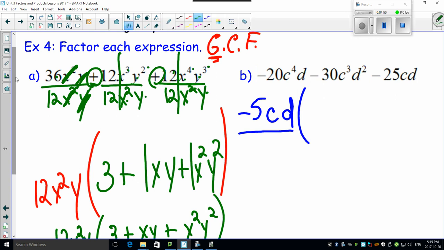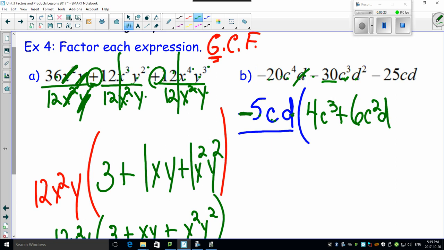So you tell me, minus 20 divided by minus 5. That's right, 4. Take a C out, leaving you with 3 C's left. Take a D out. Gone. Was a subtraction, but we took the minus out. Remember, if we take the minus out, they all become positives then. 30 divided by 5 becomes 6. You took one C out of here. You're left with 2 C's left. You took one D out of here. You're left with a D.